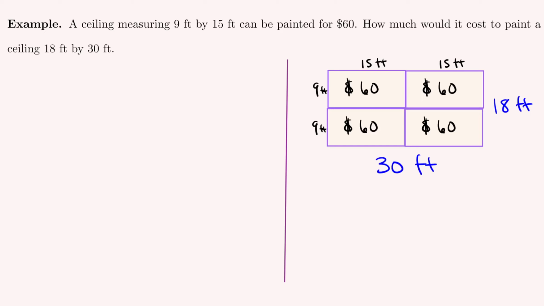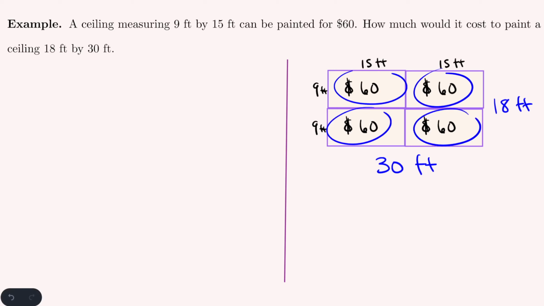So we now have our 18 foot by 30 foot ceiling broken down into 9 by 15 foot sections, and there's 4 of those sections, so each of the 4 sections would have cost $60. So our overall cost is 4 times 60, or $240. So that's one method. If we prefer the proportion method, I need to compare area to cost.